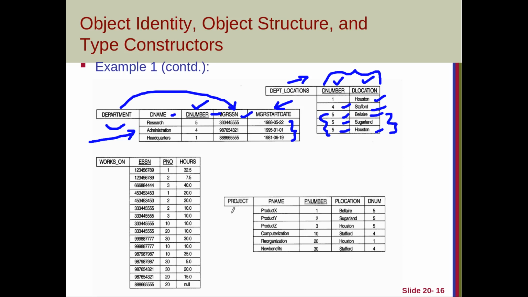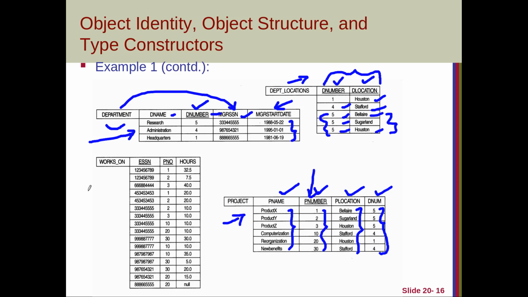Now you can see another relation called project, where we have project name, project number, project location and department number. Different projects are there with given names, and these are the different locations where the projects are being carried on, and the departments under which these projects work. Here the primary key is project number.